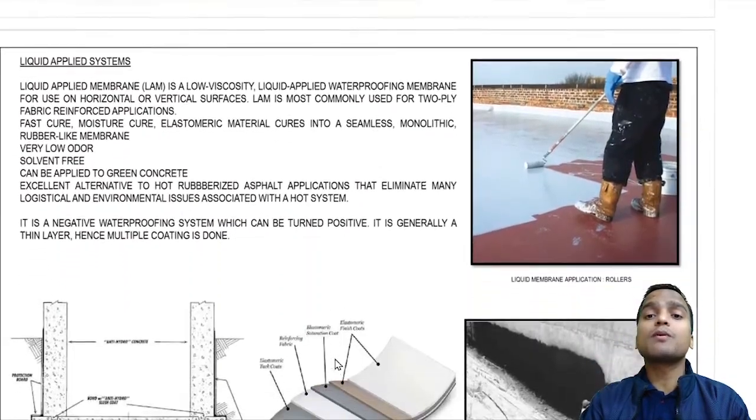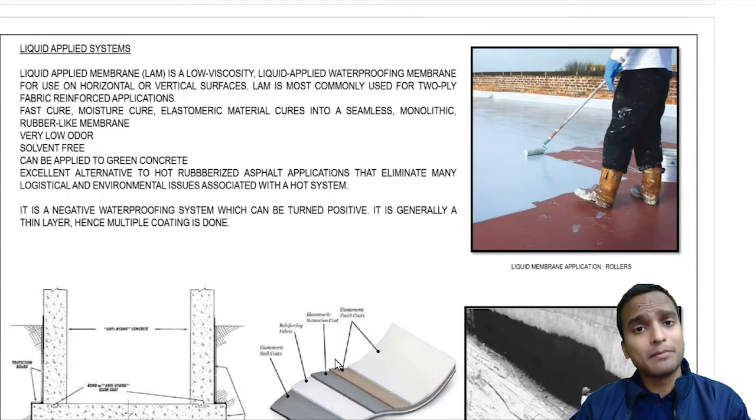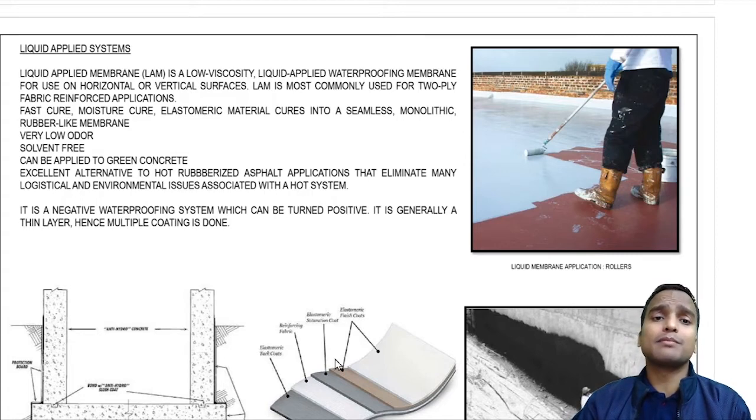Now the next type of positive side waterproofing system is the liquid applied system. So here we again apply a membrane, and this membrane is not the sheet membrane, this is a liquid applied membrane.